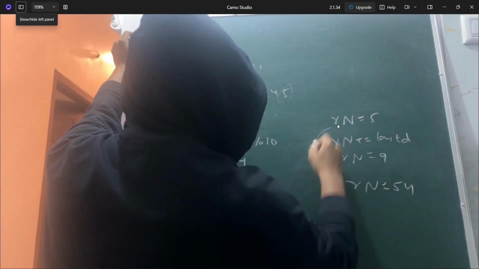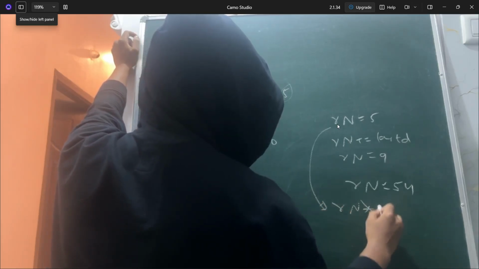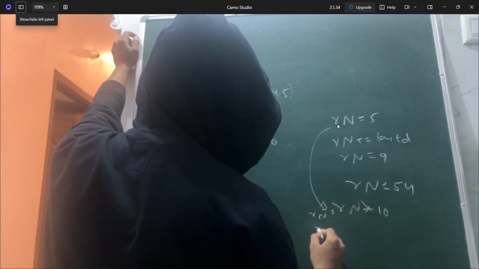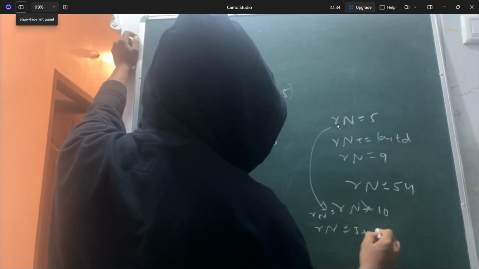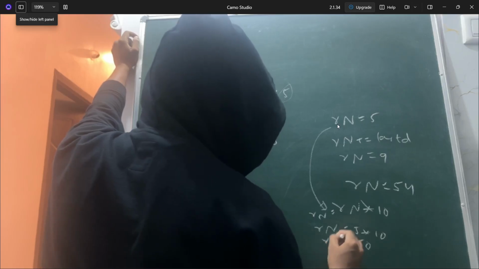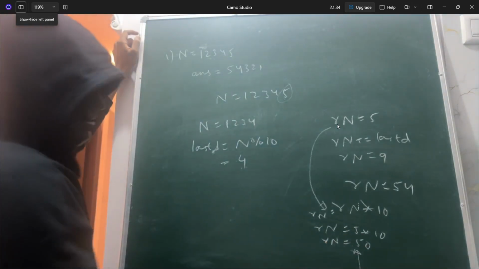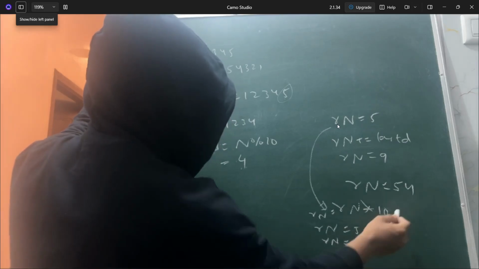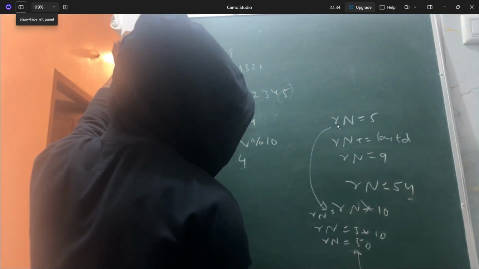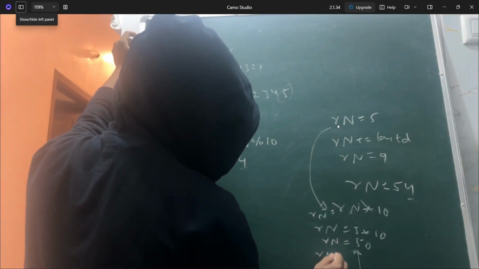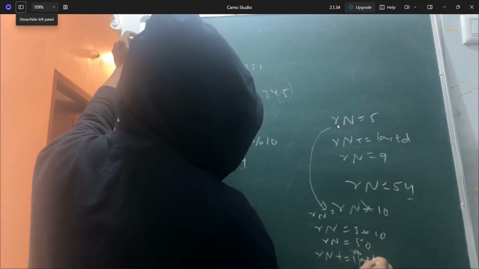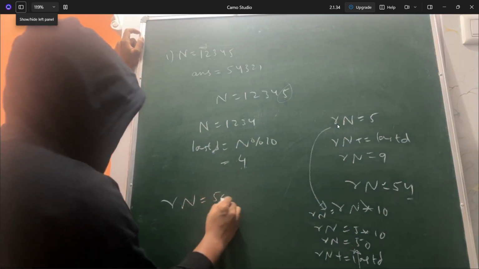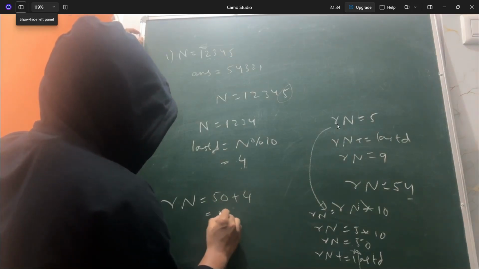So if you try to multiply Rn by 10, Rn is equal to Rn into 10. This will give you Rn equals to 5 into 10, which is 50. Somehow like in the tens digit we have 5, but in the ones place we have 0. We'll have to get 4 here. So right now if you do Rn plus equals to last digit, then it will be fine. You will get Rn is equal to 50 plus last digit 4, which is 54.